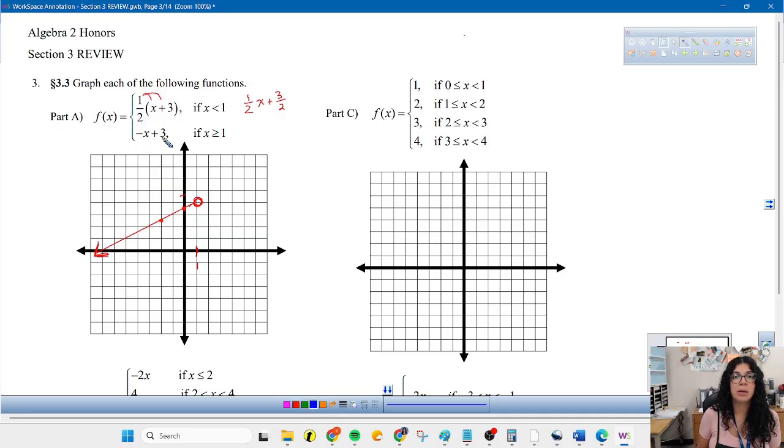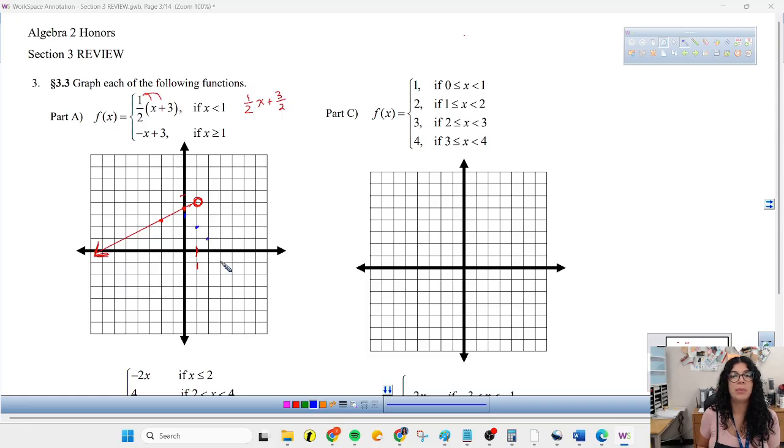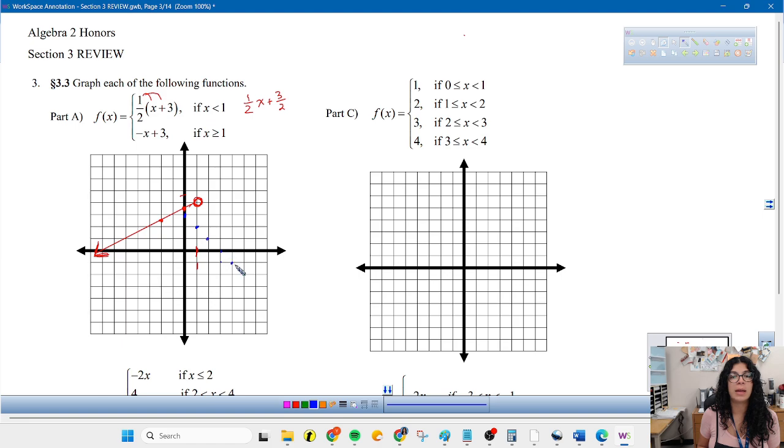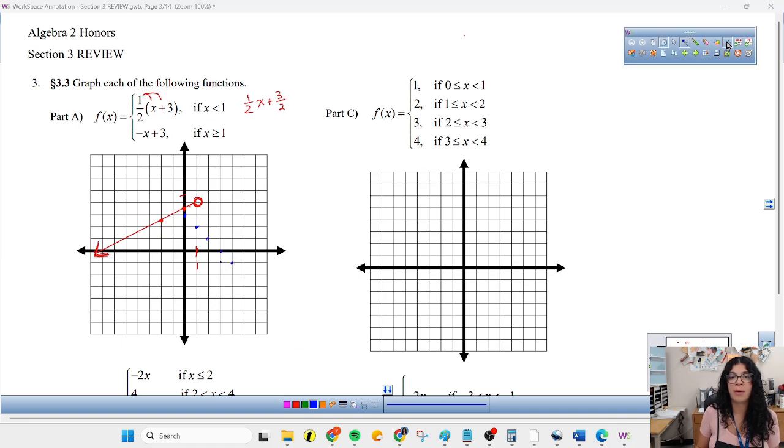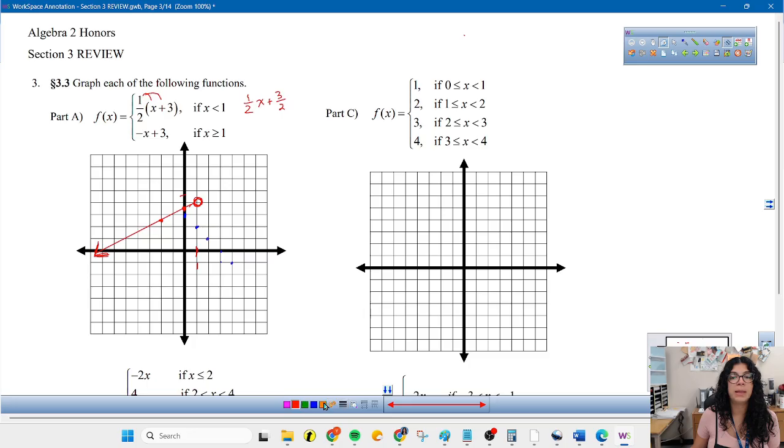My second one is negative x plus 3. So the y-intercept is 3 and the slope is down 1 to the right 1. Again, normally I would be making this line complete. However, I am not going to do a complete line here because I'm only going to be using this line when x is greater than or equal to 1. So it's going to be from 1 and to the right of 1 only.